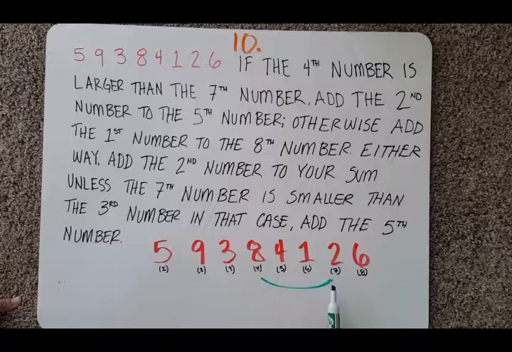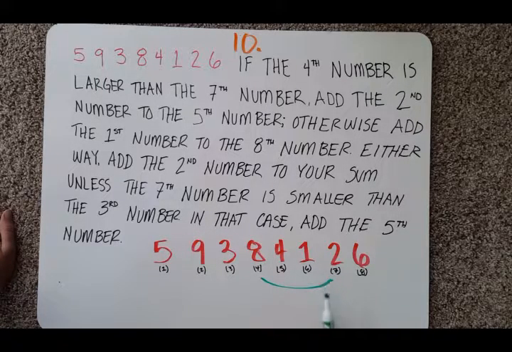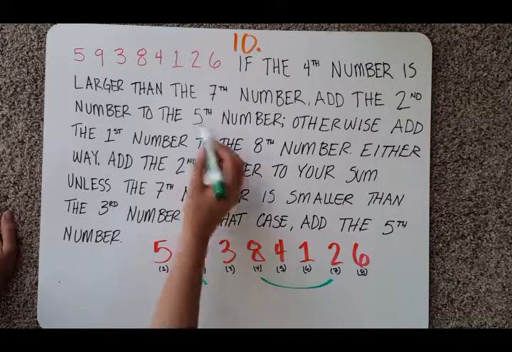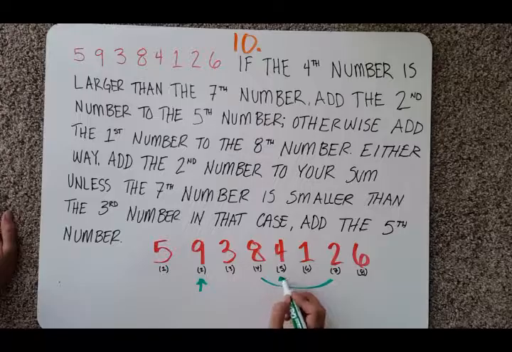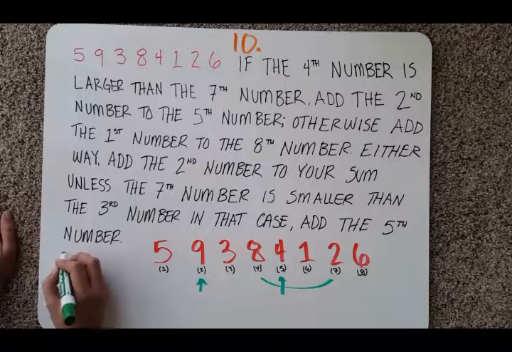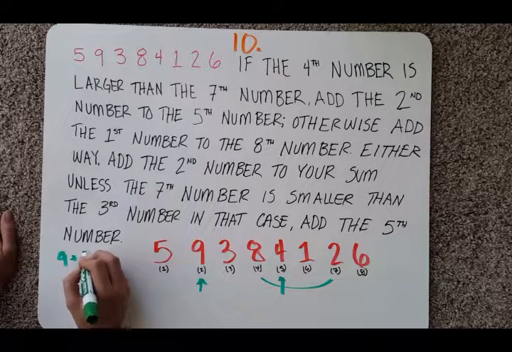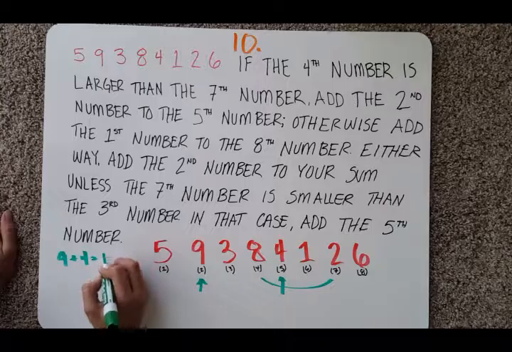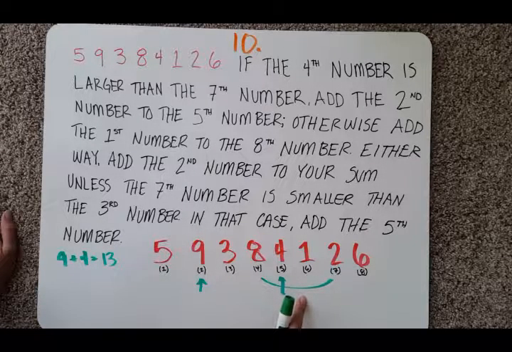So our fourth number is larger than the second. So it tells us then to add the second number, this one, to the fifth number, which is that one. So because this statement is true, we're going to do this action. So let's do this off to the side. So we get 9 plus 4 equals 13. Because this statement is true, we add these together.